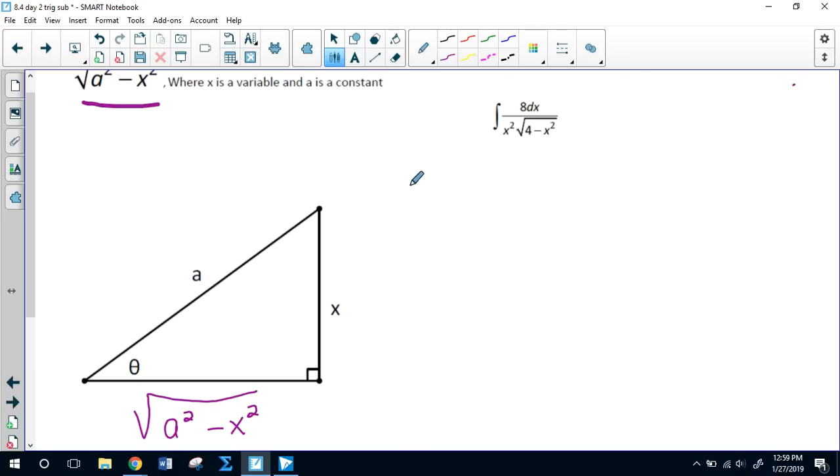a little bit faster. So hopefully you can see that if you use SOHCAHTOA, sine of theta will be equal to x over a, which means that a times sine of theta will equal x. Okay, so this is the first thing you want to start off with.